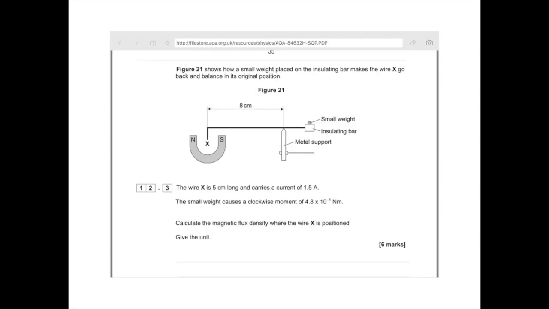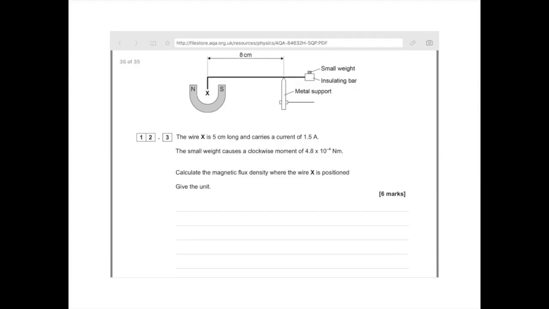Figure 21 shows how a small weight placed on the insulating bar makes the y-axis go back and balance in its original position. The y-axis is 5 centimeters long and carries a current of 1.5 amps. The small weight causes a clockwise moment of 4.8 times 10 to the minus 4 newton meters. Calculate the magnetic flux density where the y-axis is positioned. Give the unit. First of all, it is essential that you have everything in the correct units.